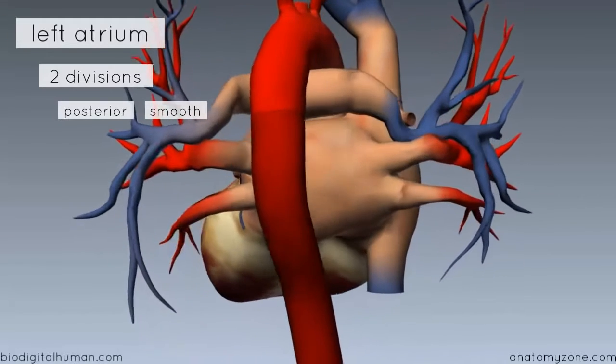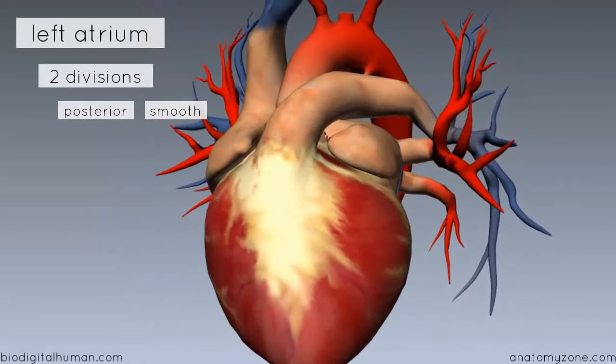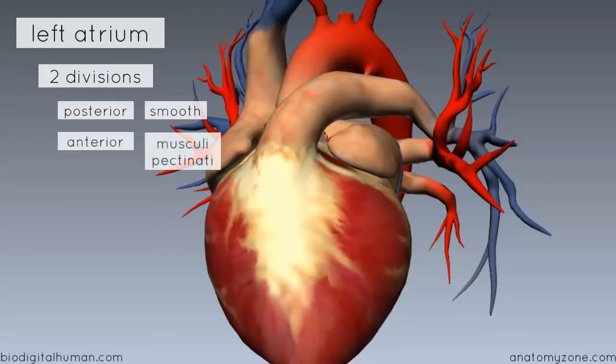The posterior division of the left atrium, just like the right atrium, has smooth walls, and this posterior aspect receives these 4 pulmonary veins. The anterior half is continuous with this auricle, this left auricle here, and this half of the left atrium contains the rough ridges, so it's got the musculi pectinati. But unlike the right atrium, there's no crista terminalis.